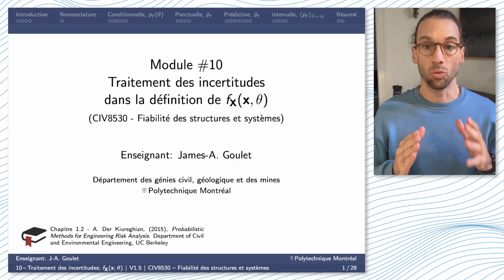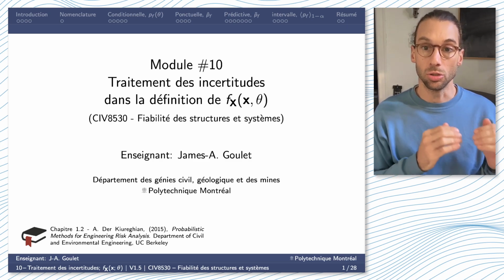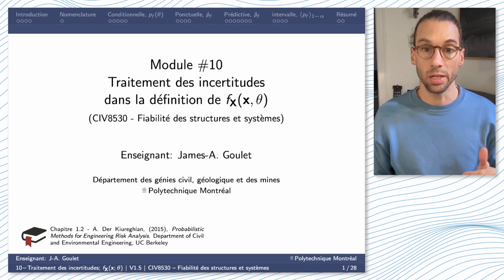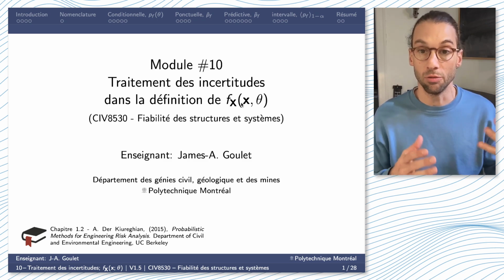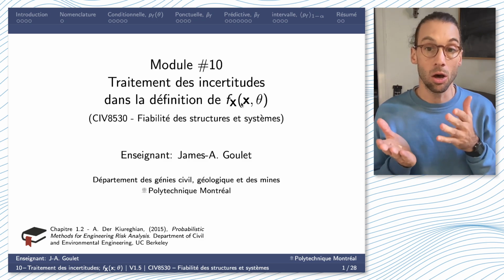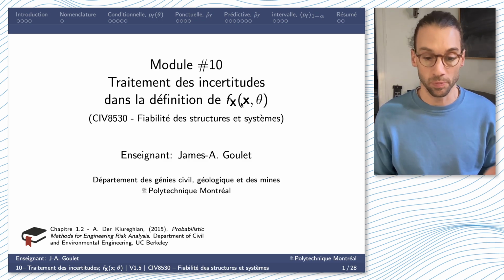In Module 10, we're going to look at how we can handle uncertainties associated with the definition of our joint probability density f of x, when the parameters associated with the marginal distribution for each of the random variables involved in our reliability analysis are themselves uncertain.